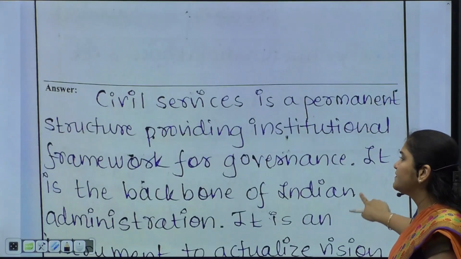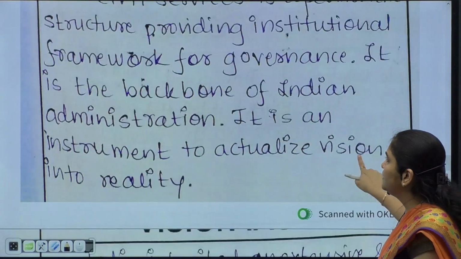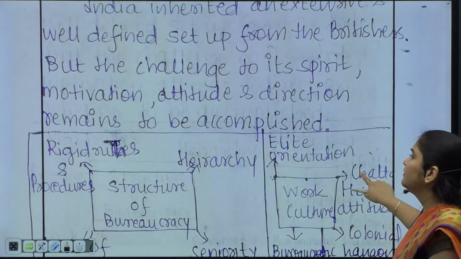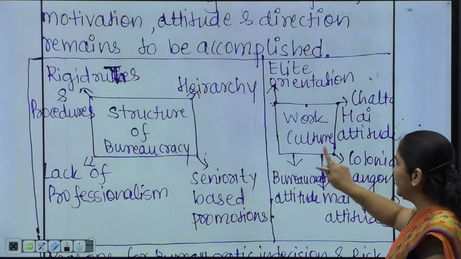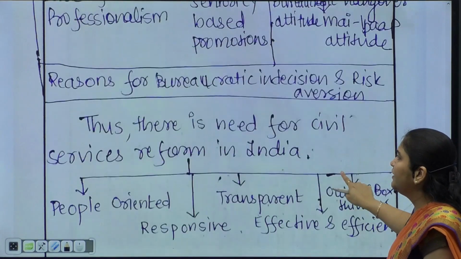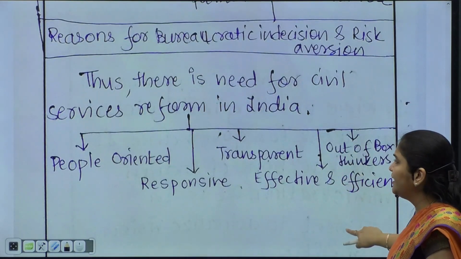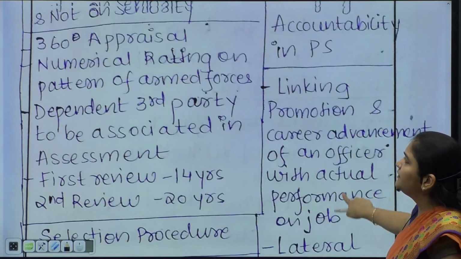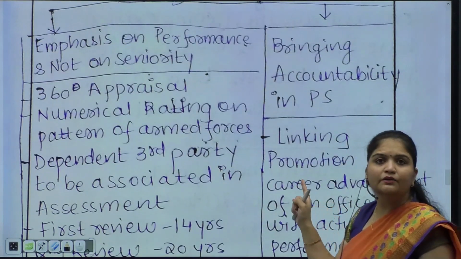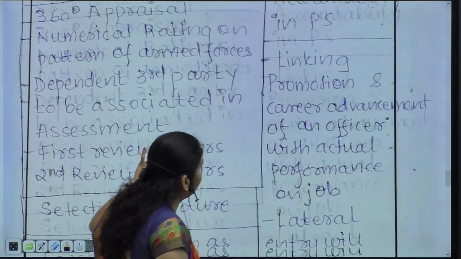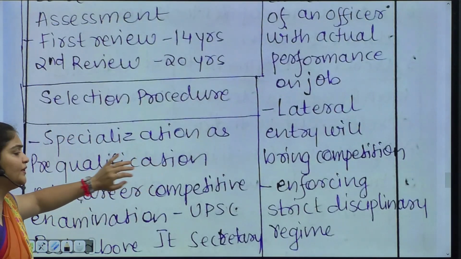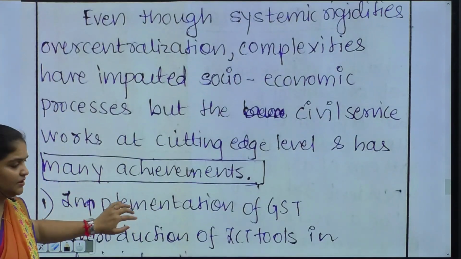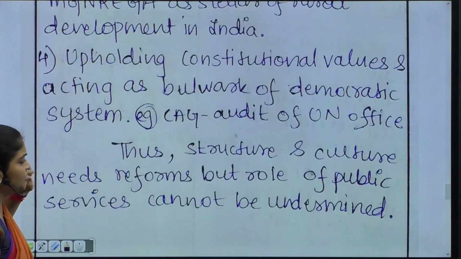So first we will talk of the significance of civil services in this question, how India has inherited such a structure, what are the problems in the structure and the work culture. Then what it should be like ideally, then reforms. So bringing accountability, emphasis on performance and not on seniority, selection procedure, what reforms? And then you say yes, it has achievements. So also talk about the achievements.